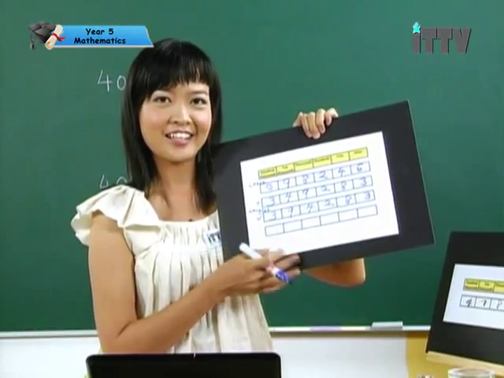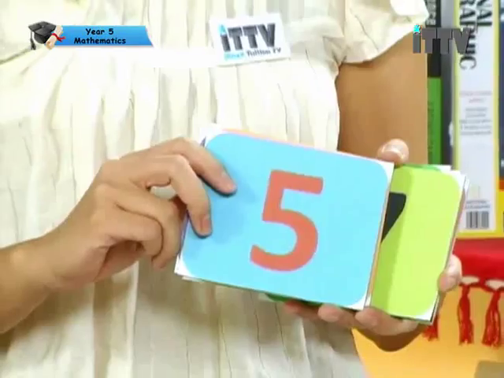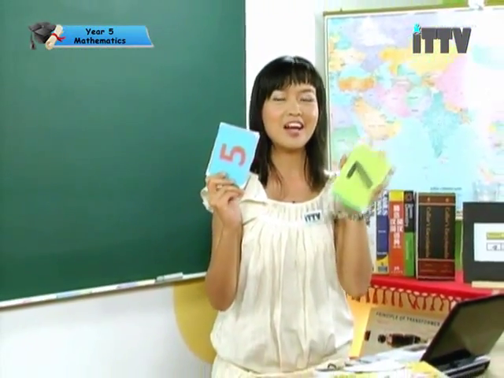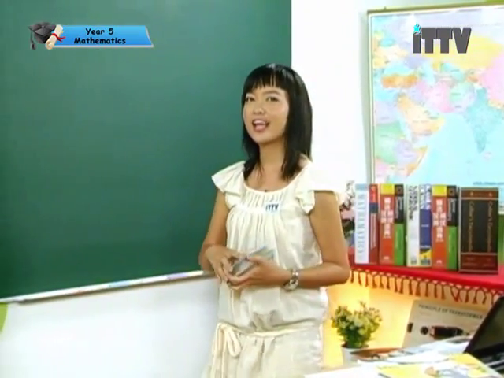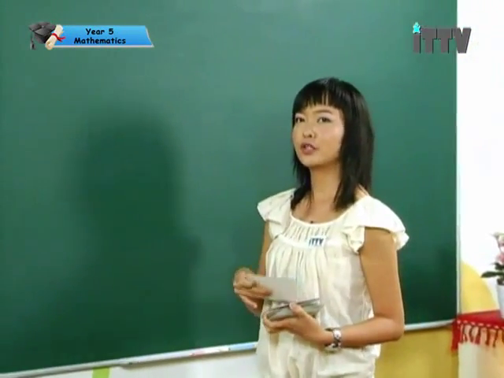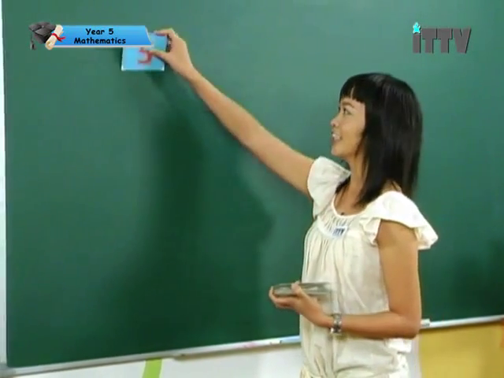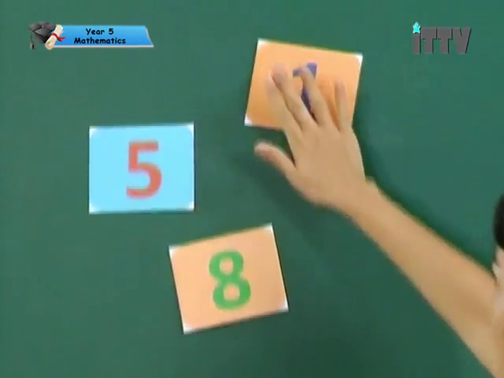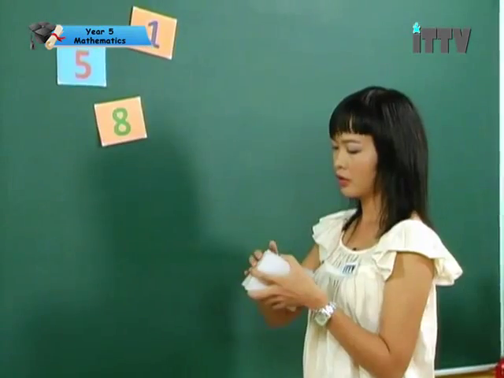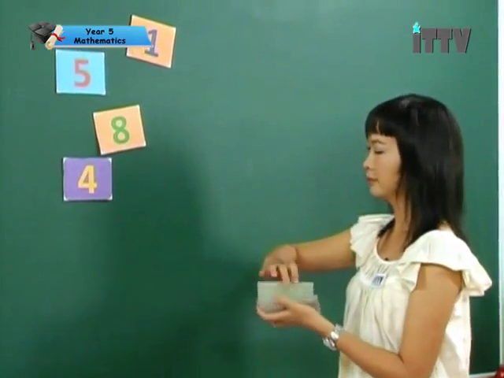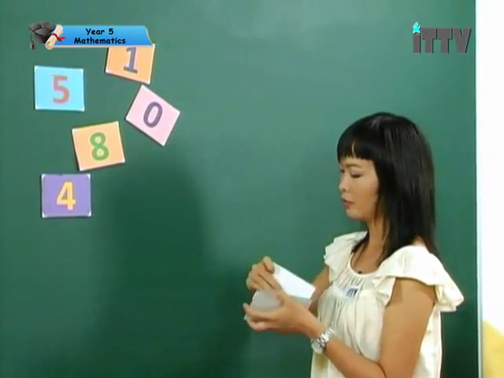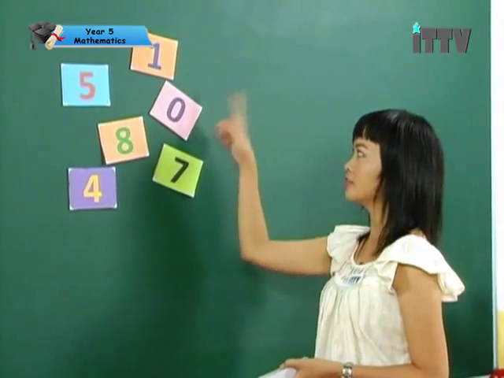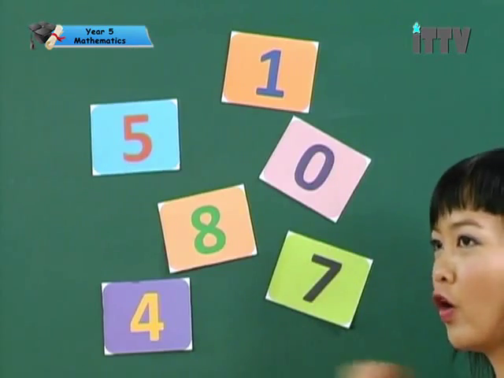Okay, now let's play a game, shall we? Now look what I have here. It's a set of cards with numbers on them. I'm going to put 6 numbers on the board and I want you to form a number which is the largest. Now, I'm just going to put 6 numbers at random on the board. 3, more numbers. Okay, 1 more number. 7. So now we have a combination of 1, 0, 7, 5, 8, and 4.